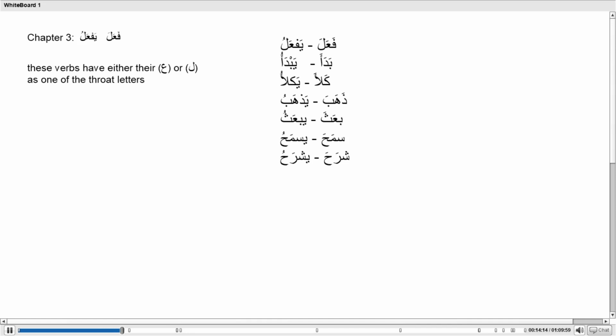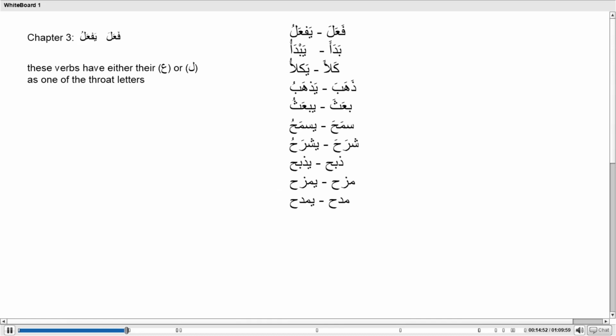بارك الله فيكم. And we have ذبح يذبح, which means he slaughtered. And we have مزح يمزح. He joked. Okay? And we have مدح, for example. مدح يمدح, which means he praised. واضح? And I think this is enough, inshallah ta'ala. So clear, barakallahu feekum?